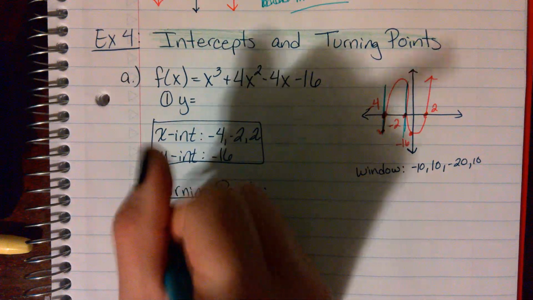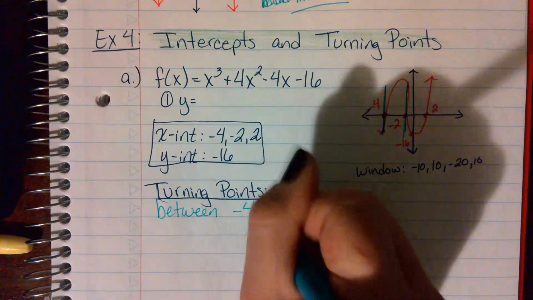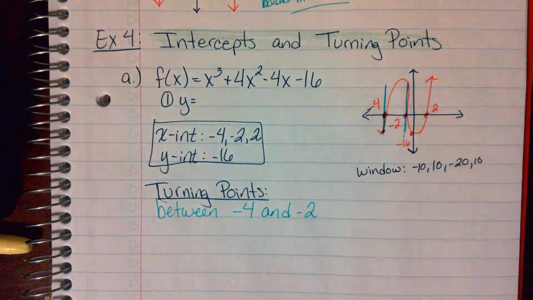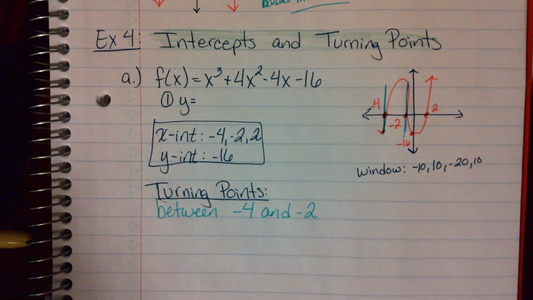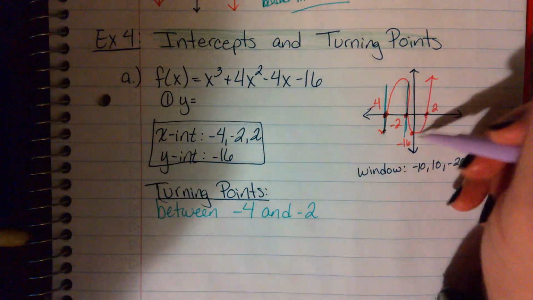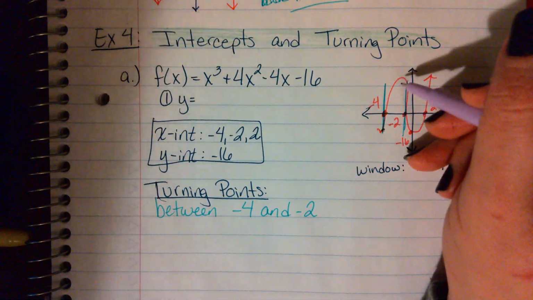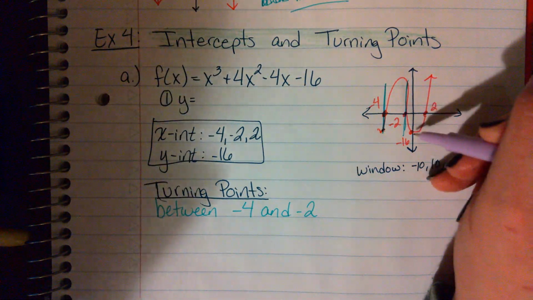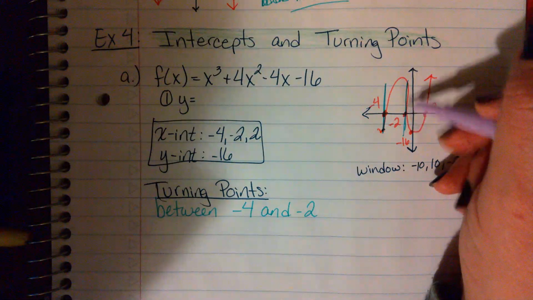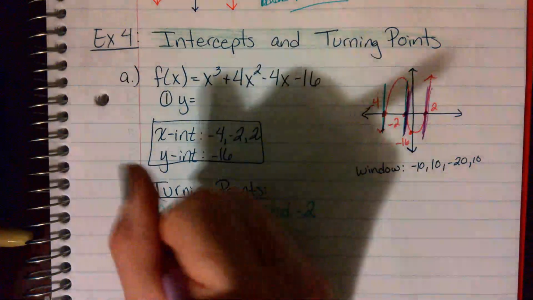So I would say between negative 4 and negative 2. Okay, and I don't know if this color will show up. That other turning point at this minimum, right? This was our maximum. That's where that turning point happened. This turning point happens down here at this minimum, and it occurs between the interval of negative 2 and positive 2.